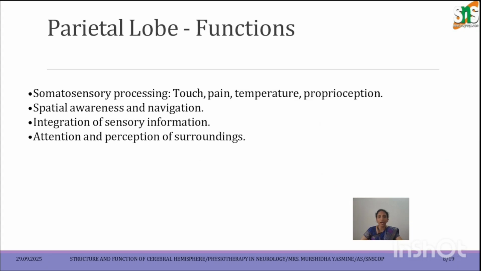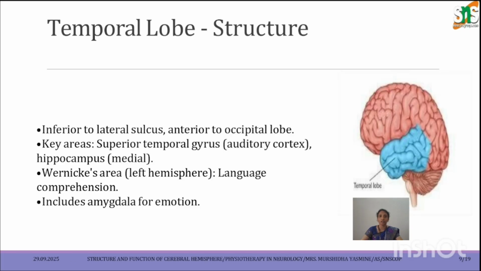The function of the parietal lobe is somatosensory processing, which involves perception of touch, pain, temperature and proprioception. Spatial awareness and navigation is all provided by the parietal lobe. Integration of sensory information is done by the parietal lobe. And the attention and perception of what is present in our surroundings is all done by the parietal lobe.